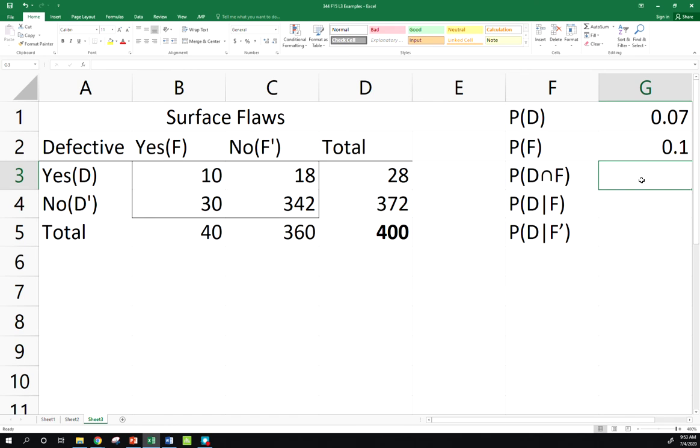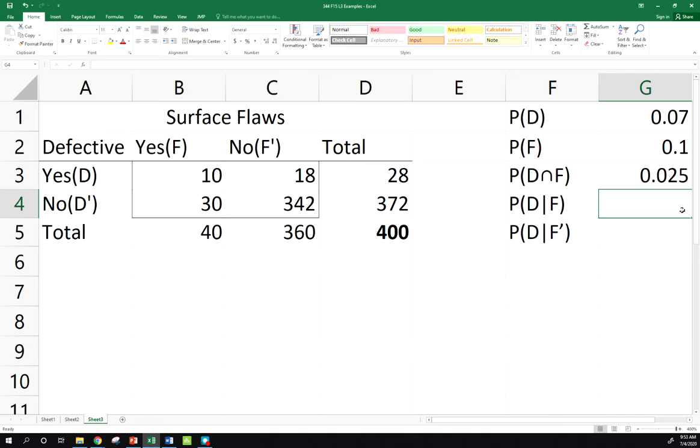What if I want to find their joint probability? Well, that's being defective and having a surface flaw divided by my total. So the probability that I get one defective piece and it has a surface flaw is pretty low, 2.5%. But remember, one of the questions we thought we might want to answer here is, does having a surface flaw actually make it more probable that it's going to be defective?